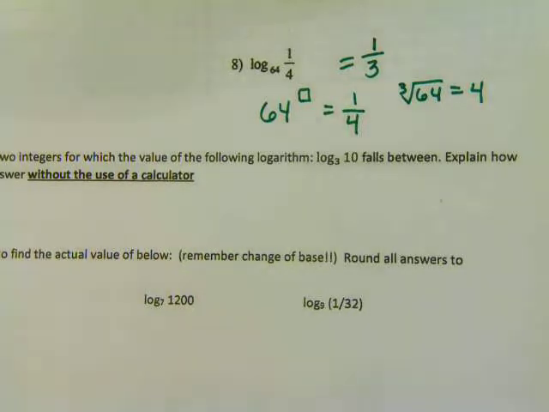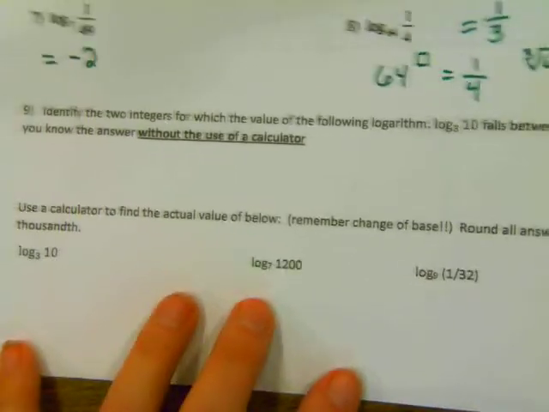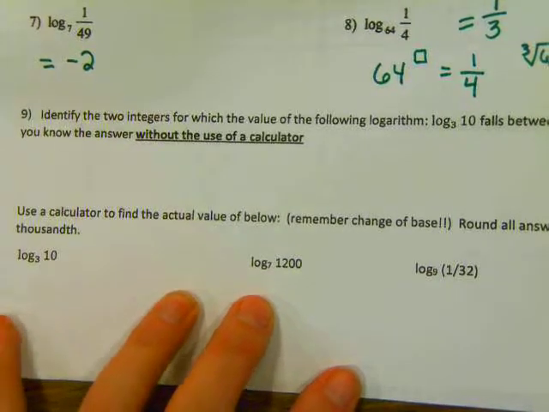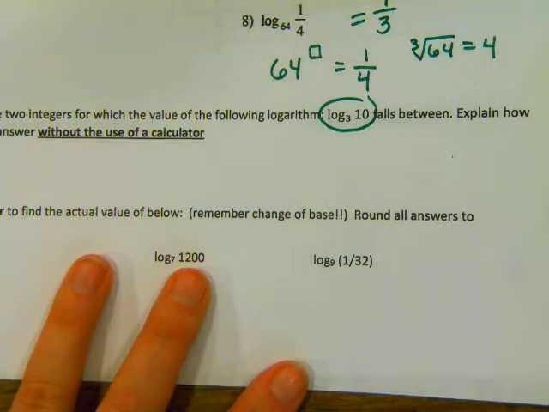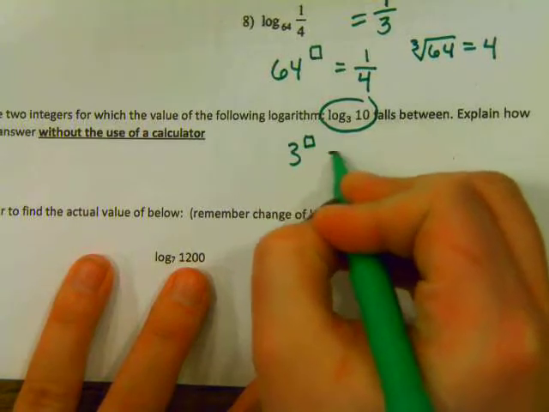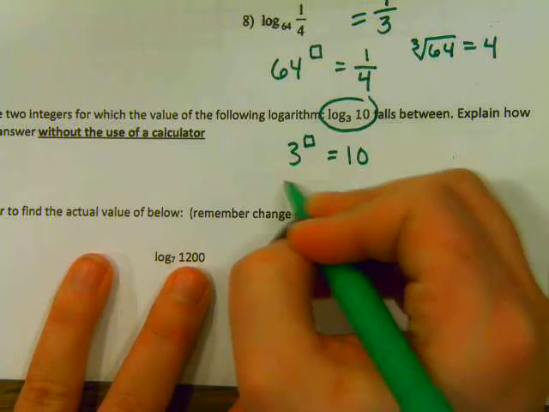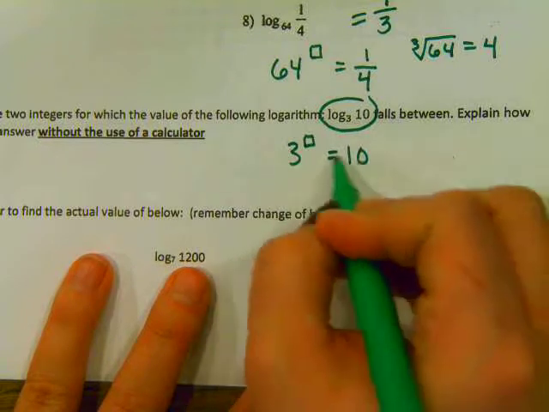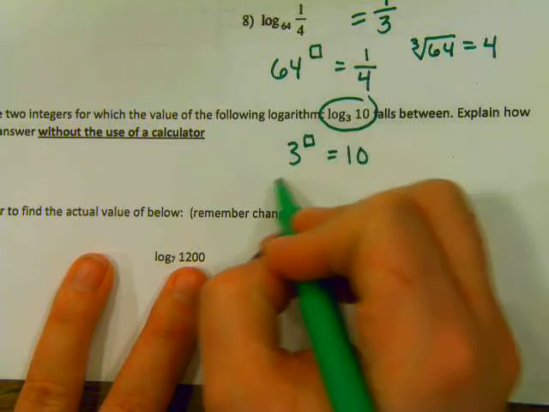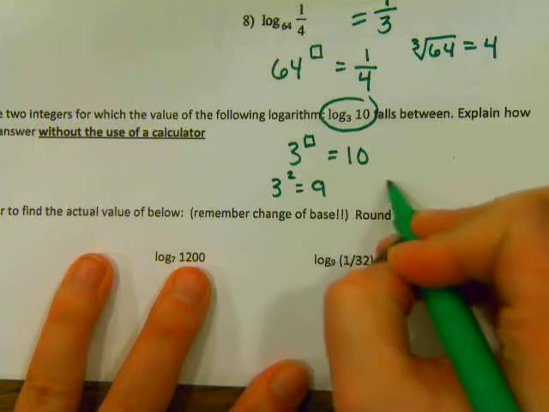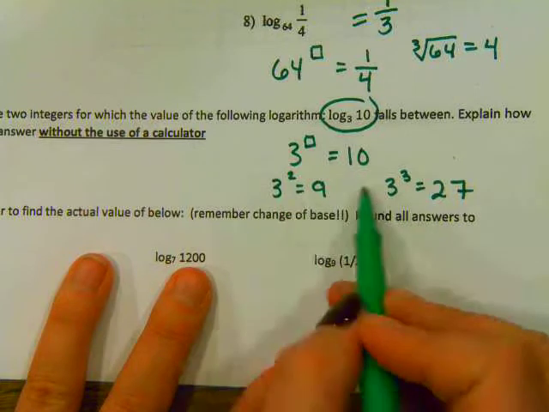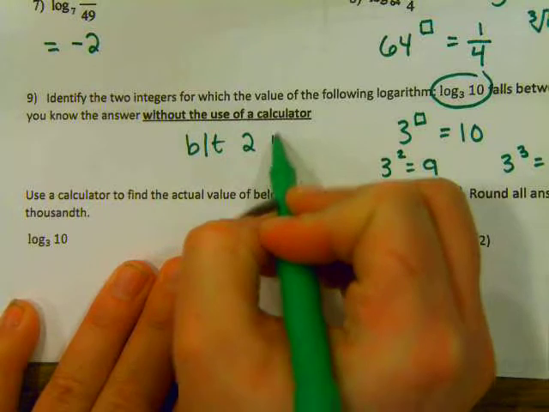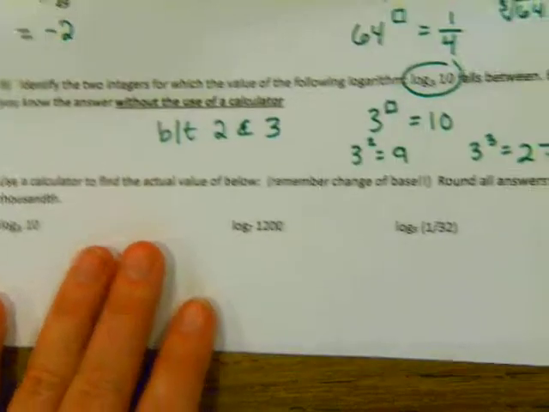And now without a calculator, here it says identify 2 integers between which the following logarithm would fall. I don't want the decimal, because clearly 3 to some power makes 10, that can't happen. But let's think, between what 2 integers would this have to be? Well, we know 3 squared is 9, and we know 3 to the third is 27. So clearly the exponent has to be between 2 and 3. It'll be some kind of decimal, we just aren't quite sure what it is.